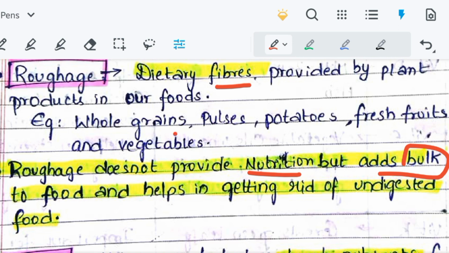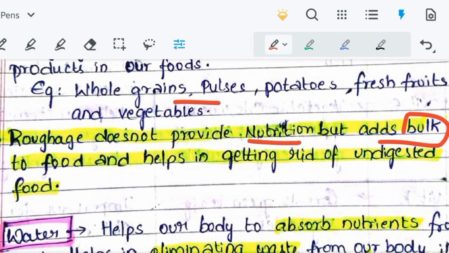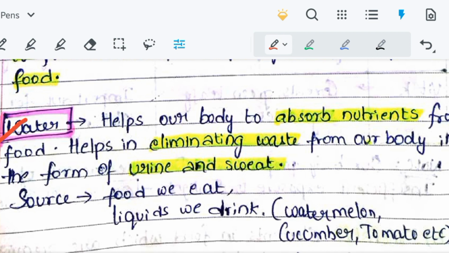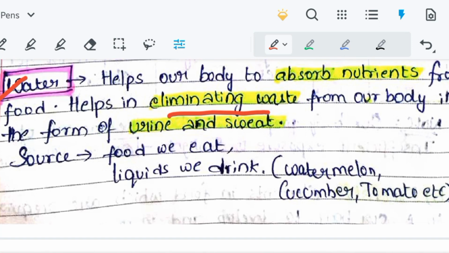You get fibers from whole grains, pulses, potatoes, fresh fruits, etc. Now, water is very much important because water helps our body to absorb nutrients from the food. When you eat food, for the movement of food through the digestive system also, you require water, and it helps in eliminating waste also. How? Water helps in excretion. How it will help? In the form of urine and sweat.